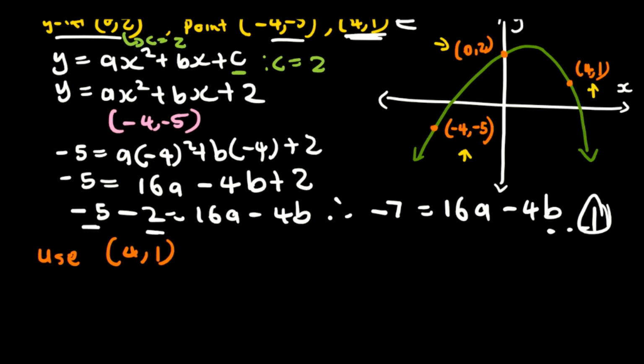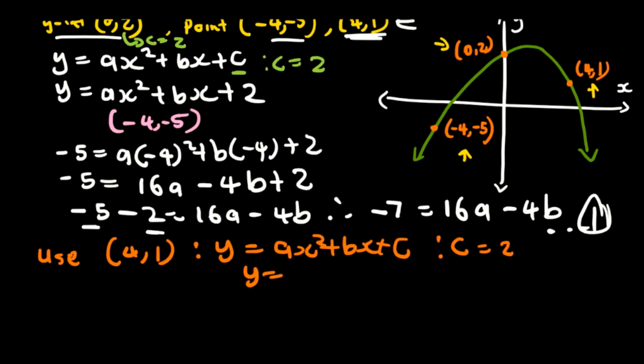So knowing very well that our equation is y = ax² + bx + c, but we noted that c is equal to 2, so y = ax² + bx + 2, right? So we're going to substitute this 4, which is your x value, and this 1, which is your y value, into this equation here, to establish another form of equation.